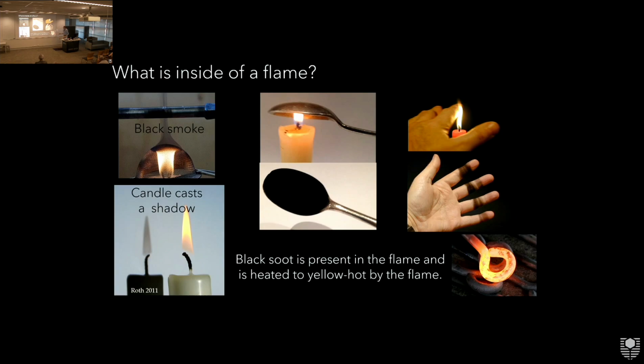And so black soot is present in the flame and it's heated by the reactions that I just showed you until it's yellow hot. So it's kind of like a piece of metal in a hot coal fire. It'll heat up and it will go red, and then it will go yellow, and then it'll go white. In the case of the soot, it's heated up to yellow hot.